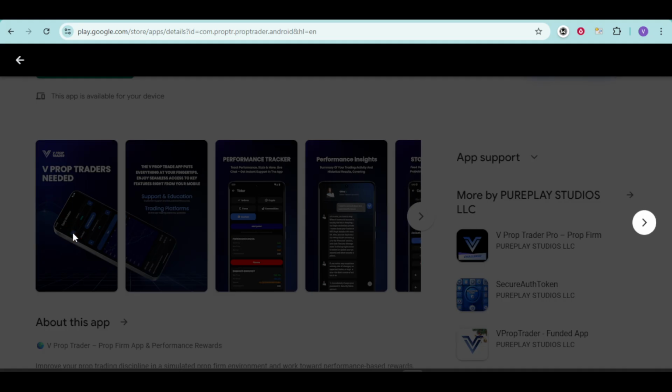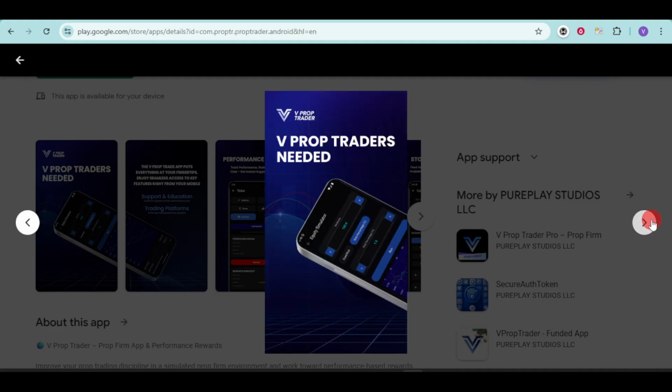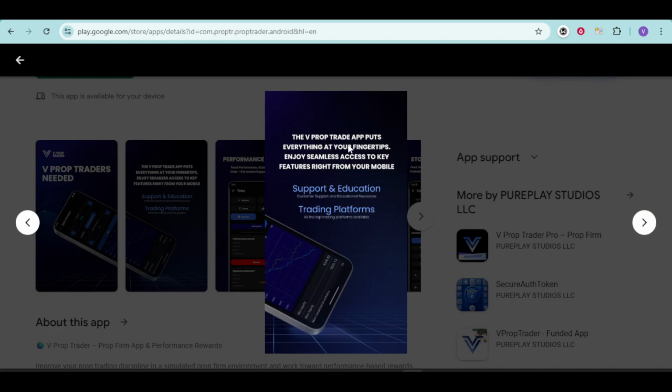So this is the Bprop Trader, and this is actually an application associated with this that puts everything at your fingertips with seamless access to key features. Now, this is for support and education and trading platforms.